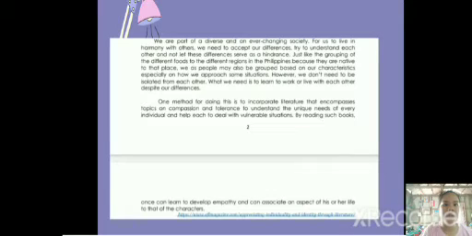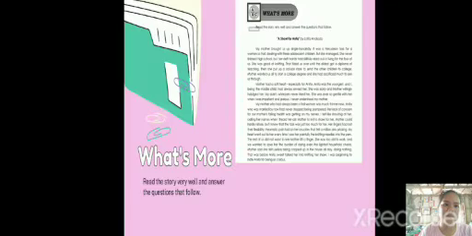However, we don't need to be isolated from each other. What we need is to learn to work or live with each other despite our differences. One method for doing this is to incorporate literature that encompasses topics on compassion and tolerance to understand the unique needs of every individual and help each to deal with vulnerable situations. By reading such books, one can learn to develop empathy and can associate an aspect of his or her life to that of the characters.